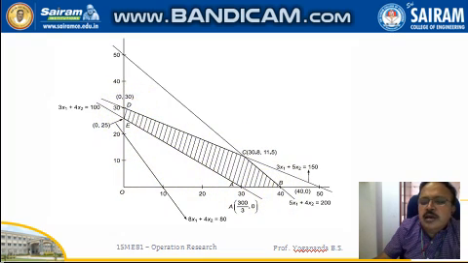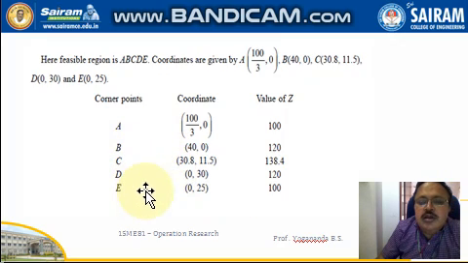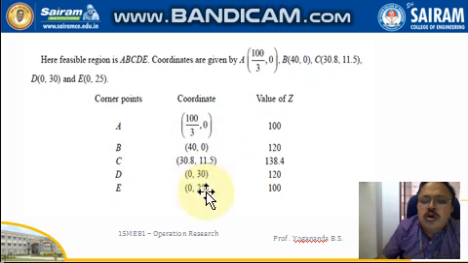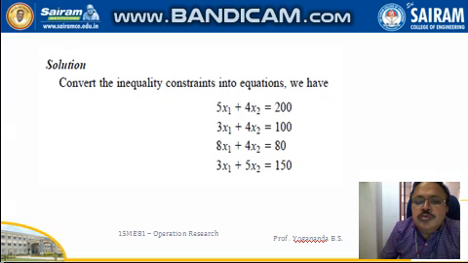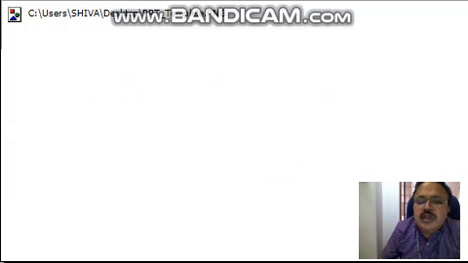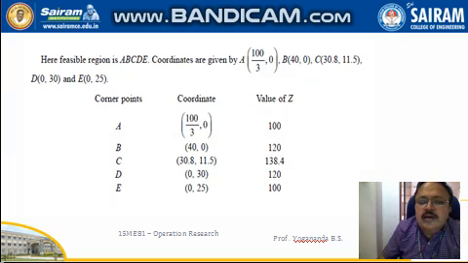So take all the corner points there. We are getting 5 different corner points with these coordinates. Substituting the two coordinates, x1 and x2, in the objective function, that is maximizing z, you are getting 5 different values of z here. Out of this, you have to go for the maximum value of z.